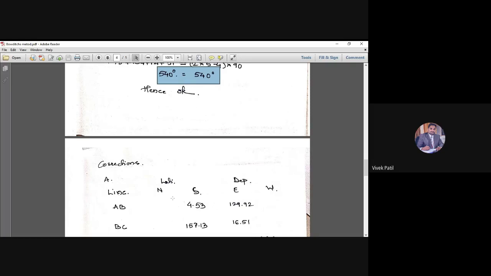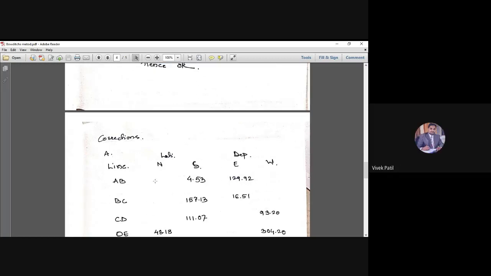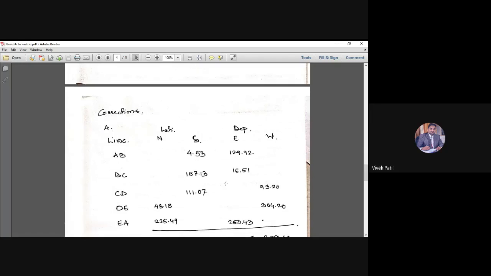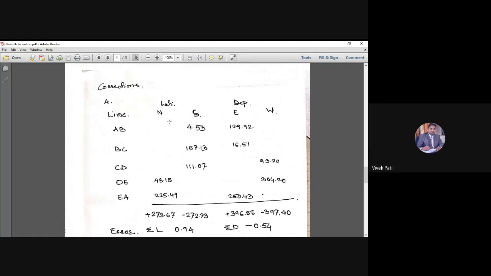Then we have calculated this latitude and departure yesterday, isn't it? Yes, sir. Once again I have tabulated it. I will get the summation of northing, the summation of southing, the summation of easting, the summation of westing.